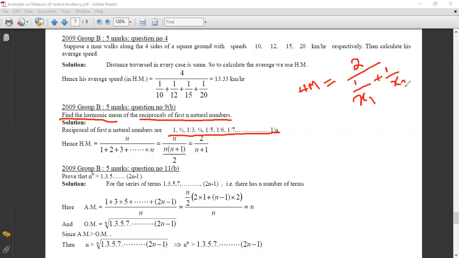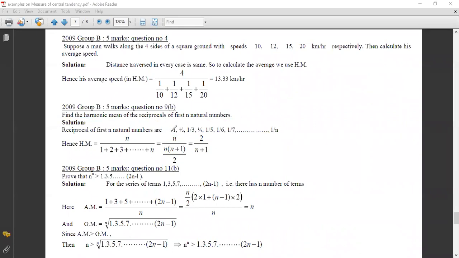Here the numbers are 1, half, 1/3, 1/4, 1/5, and etc. So to find the harmonic mean, কি করতে হবে? Total how many numbers are there? N numbers. 1, 2, 3, 4, up to how many numbers? N numbers are there. So n will be in the numerator part. Now in the denominator part, you have to write the reciprocals of the given numbers. You have to find the reciprocals of the given numbers.